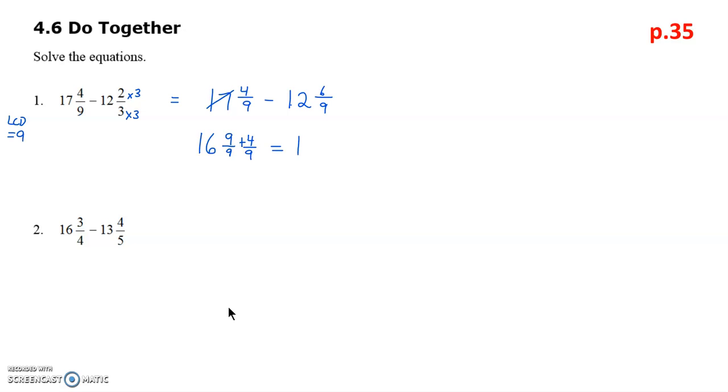So we're going to have 16 13/9. When we do that step, now we can subtract away the 12 6/9. So we're going to take 16 minus 12, whole number minus whole number. 16 minus 12 is 4. And now numerator minus numerator. 13 minus 6 is 7 over 9. And that answer is in lowest terms. So for number 1, we have 4 7/9.